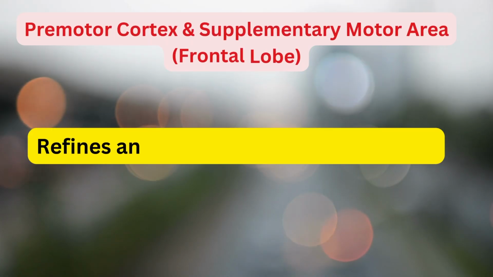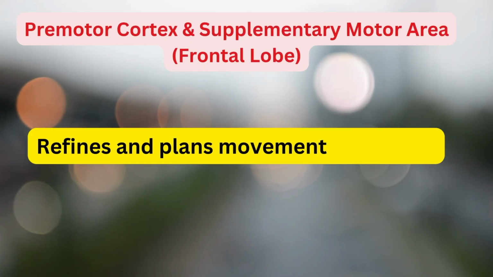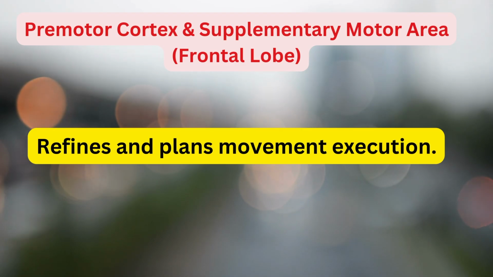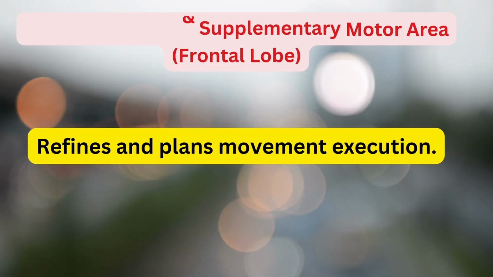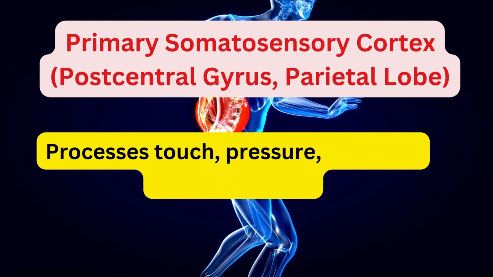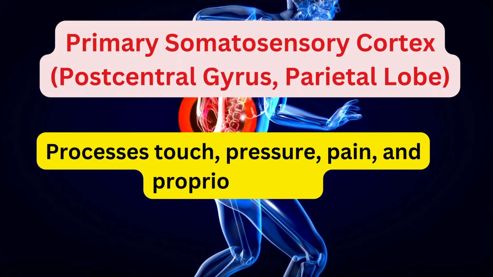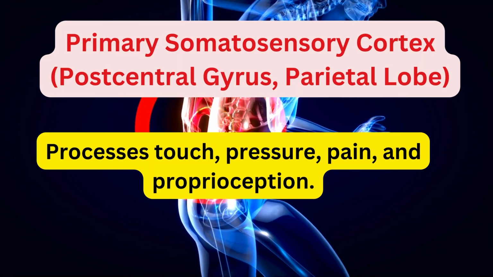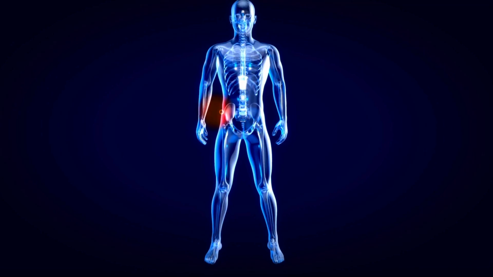The premotor cortex and supplementary motor area refine and plan movement execution. The primary somatosensory cortex, which is located in the parietal lobe, processes touch, pressure, pain, and proprioception.